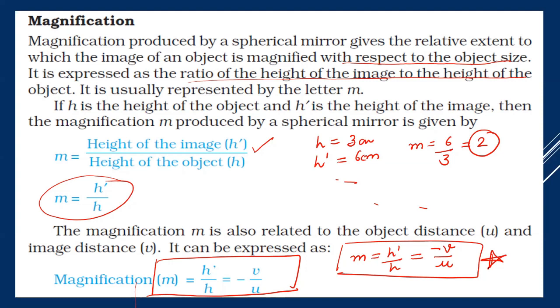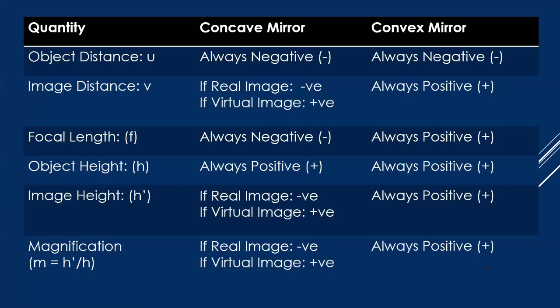It will be used in each and every numerical that you will be solving based on spherical mirrors. So magnification, we know it's h dash upon h, which is equal to minus v by u. Don't forget the negative. It's going to be minus v by u. So now, based on the entire sign convention, based on how images are formed in case of a concave mirror and a convex mirror, I have just given a rough idea to you how the signs are going to be there, right? So now we have just taken a comparison of concave and convex mirror based on all these quantities.